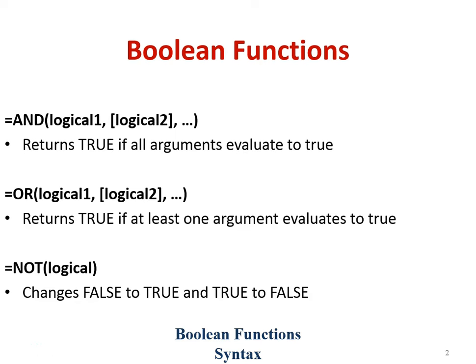The OR function returns a true if at least one argument evaluates to true. Syntax: equals OR logical 1, comma logical 2, comma ellipsis. Just as with the AND function, the logical 2 argument is optional, but if you are using only one argument in the function, then you should use a relational expression. The NOT function changes a false to a true and a true to a false. It only has one argument.